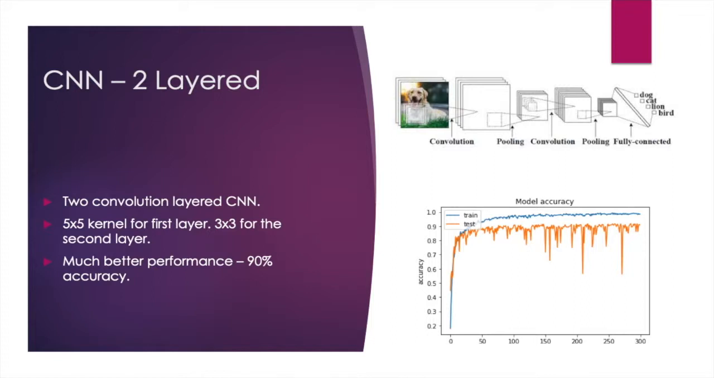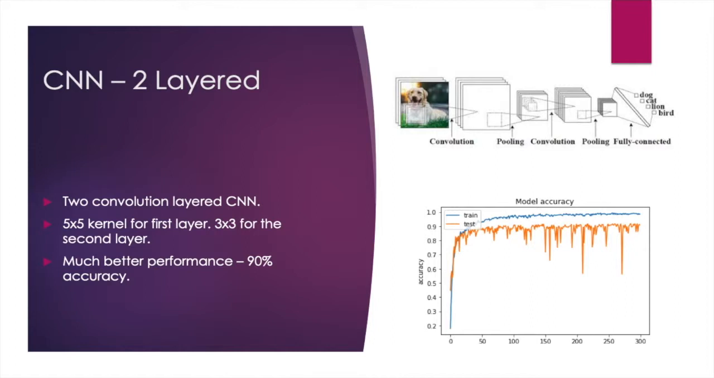Then I implemented the model using a convolutional neural network. Initially I used a two-layered network. That means my model had one input layer, two convolutional layers, and an output layer. As I said previously, I used a 5x5 kernel for the first layer and 3x3 kernels for the second layer. This resulted in a much better performance, as can be seen in the graph.